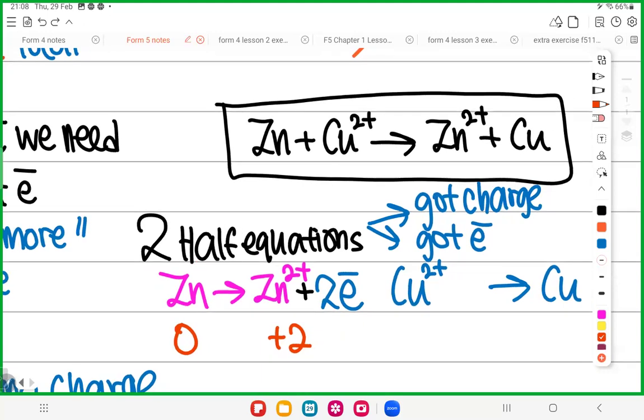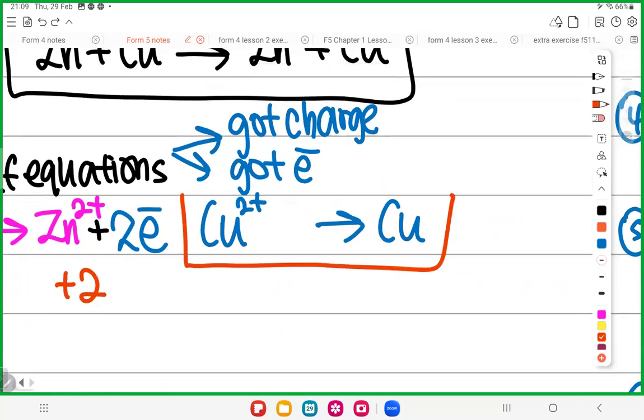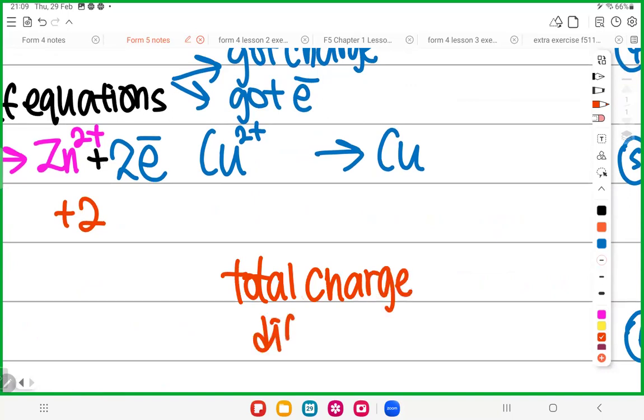Okay, let's come to here. Let's do this one. Cu2+ becomes Cu. Same thing, this is not a half equation yet. I need to make it become a half equation. So I need to know how many electrons we need. I told you just now, how many electrons depends on what? The total charge difference on the left and right. Left-hand side, what is the total charge? +2. Right-hand side? 0. +2 and 0, what is the difference? 2. The gap is 2 lah.